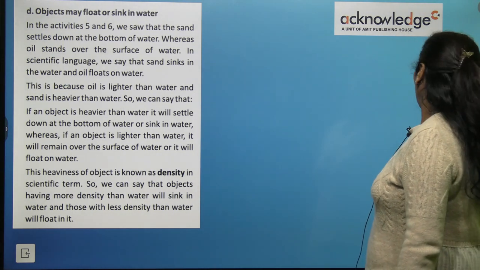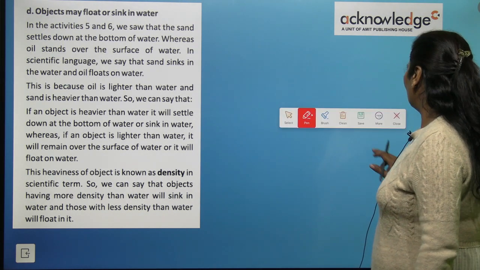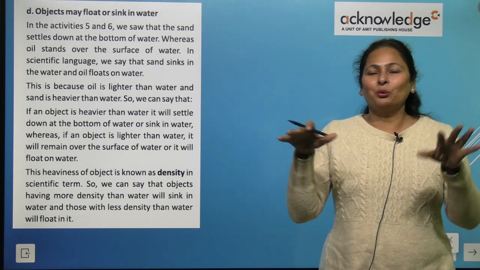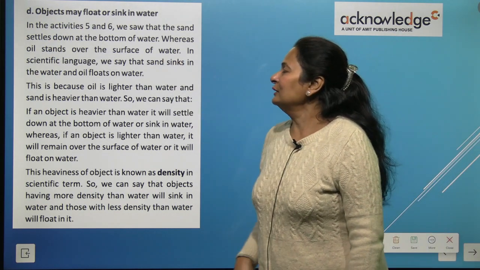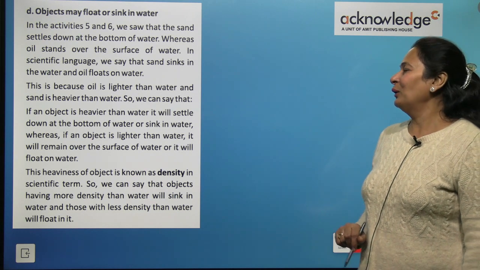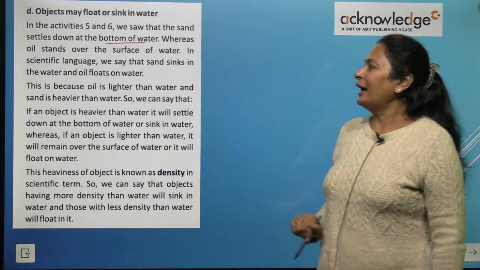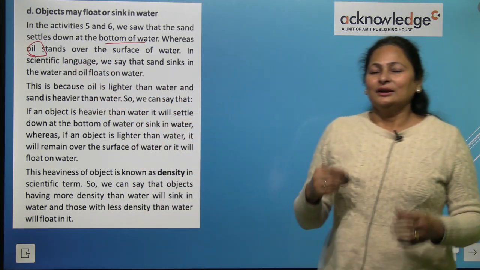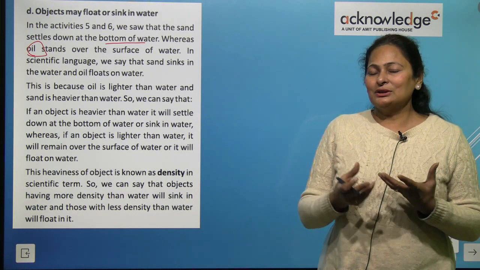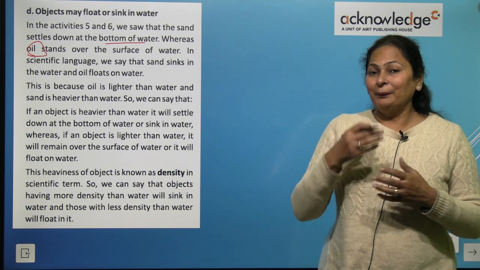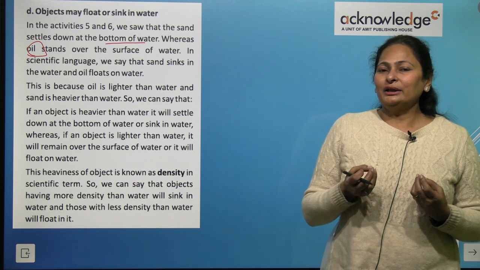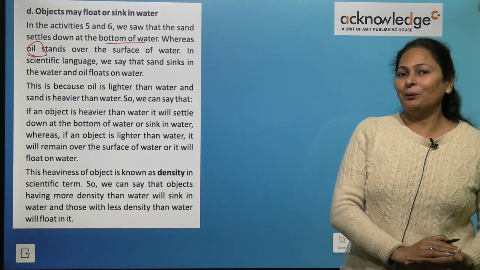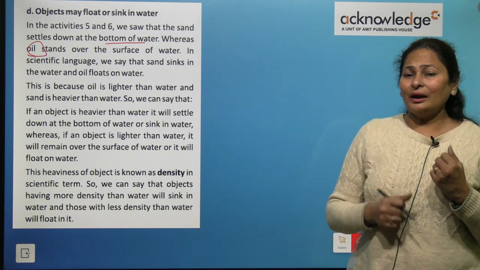Now next is objects that may float or sink in the water. Sink means डूब जाएंगे, float means ऊपर तैरेंगे, right kids? In activities 5 and 6, we saw that sand settled down at the bottom of water, whereas oil stayed over the surface of water. When we were studying about solution, solvent, solute, right? We mixed the sand in the water, right? So what do we see in that? We see that sand settles down at the bottom and oil floats on water.